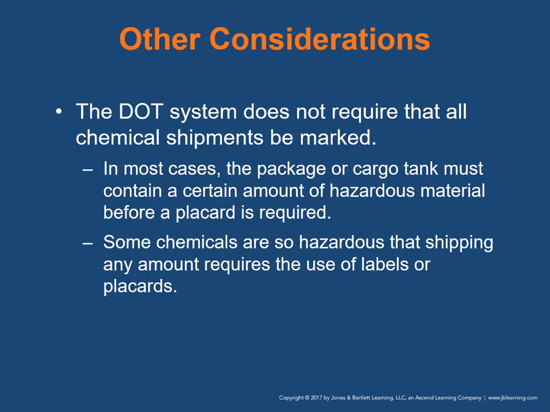Then there are other considerations. The DOT system does not require that all chemical shipments be marked with placards or labels. In most cases, the package or cargo tank must contain a certain minimum amount of hazardous material before a placard is required. With commercial package delivery services, they often carry a small amount of hazardous materials that fall below the weight limit. The vehicle exterior will not display placards to warn off the danger. Conversely, some chemicals are so hazardous that shipping any amount of them requires the use of labels or placards anyway, such as explosives, poison gases, water-reactive solids, high-level radioactive substances.